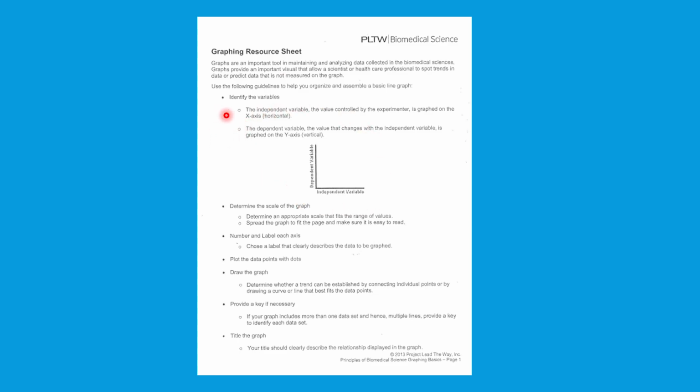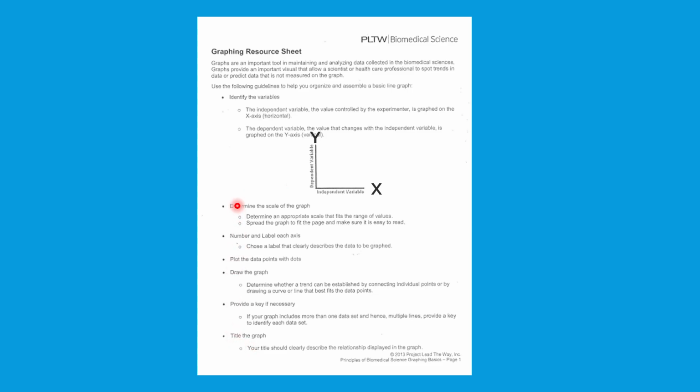The independent variable, the value controlled by the experimenter, is graphed on the x-axis. Independent variable on the x-axis. Go ahead and add an x down here to help you remember that the side that's laying down, the horizontal line, that is our x-axis. Dependent variable, the value that changes with the independent variable, is graphed on the y-axis. So the vertical axis, the one that goes up and down, is your dependent variable. So you might want to scooch it in there underneath, but I just put it on top here. So this is my y-axis and this is my x-axis. Add those to your graphing resource sheet.